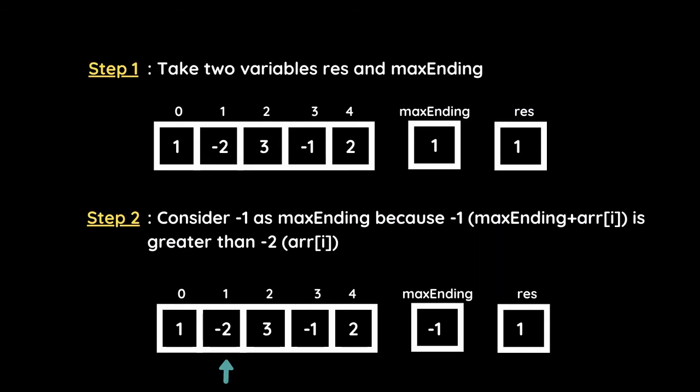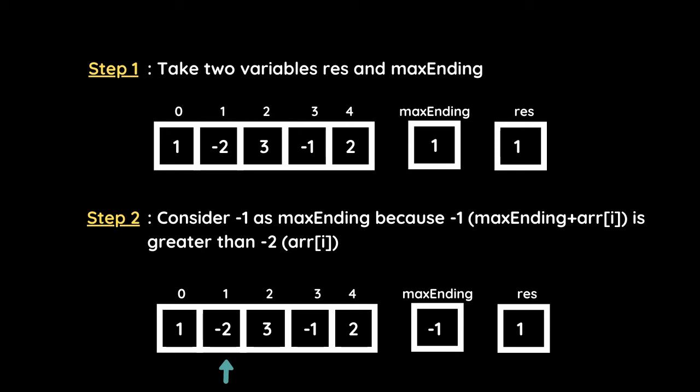Now let's see the dry run of this algorithm. First of all, we have this array having 5 elements and we have taken max ending and result. These 2 variables will initially hold the first element of the array, which is 1 and 1. In the second step, we will iterate over the array starting from the first index. The element at the first index is -2.